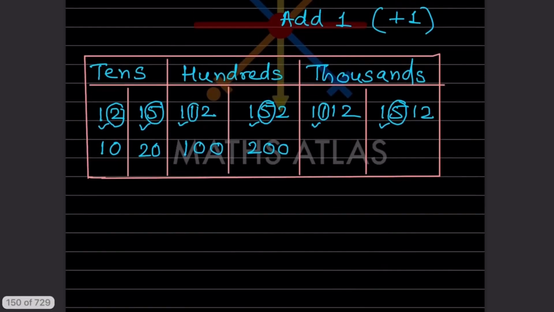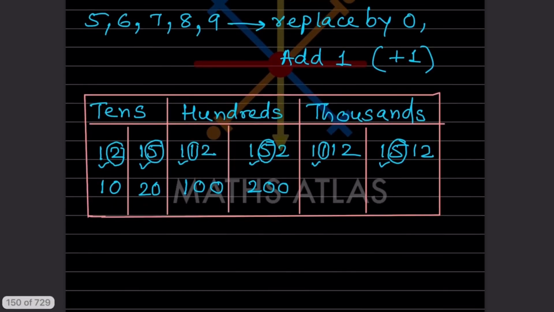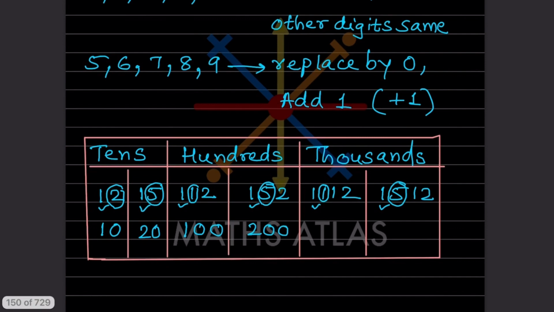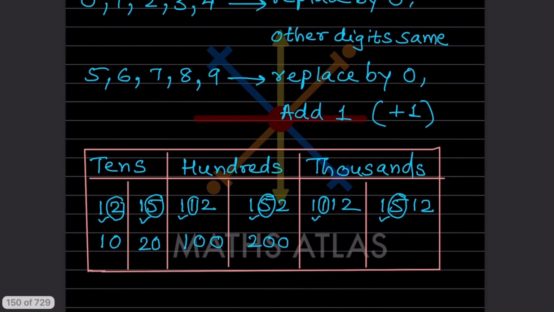I have simplified this with the help of this table. Now let me explain how it works. You must have seen the numbers. Whenever the numbers are, this is the example given over here. This is 12.